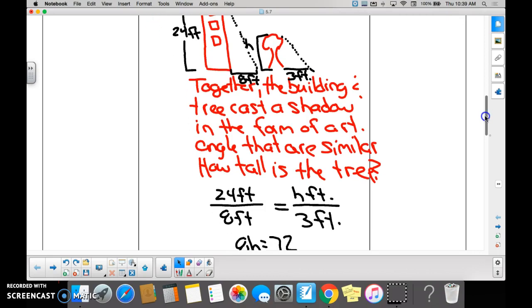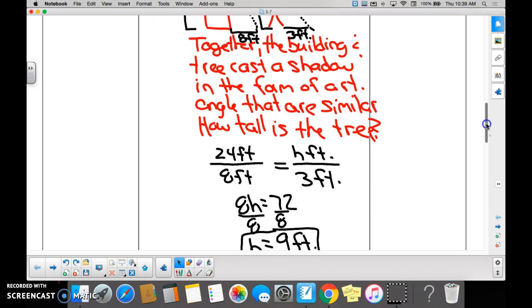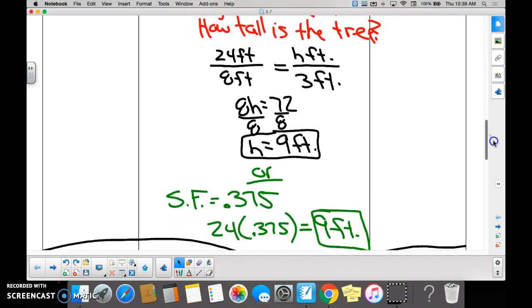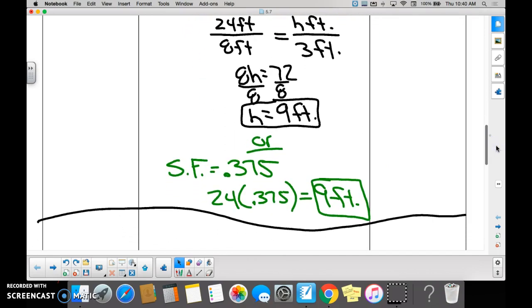And you should be able to solve for the height of the tree, not only using proportions like you see right there, but also by calculating scale factor. And I think it was Jake that told us the scale factor is 375 thousandths.